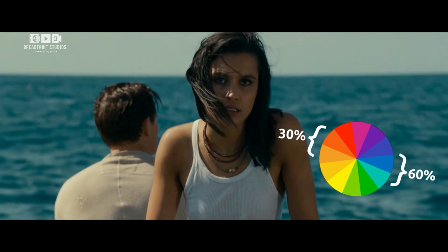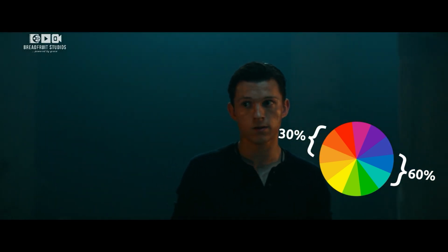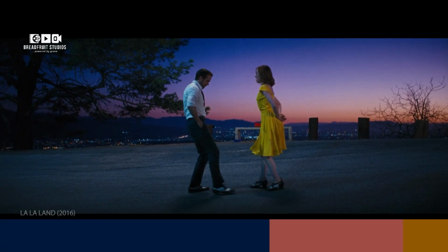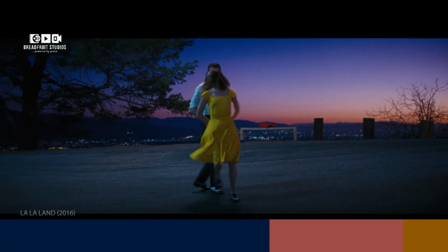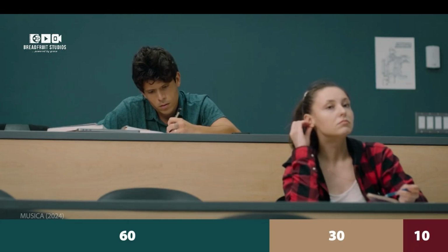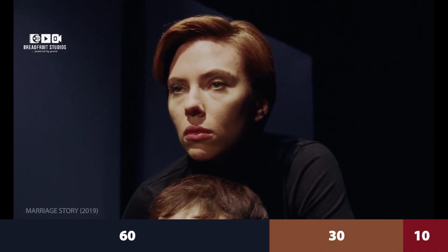Stick with one color as your base. Too many dominant hues can confuse the emotional tone. Step 3. Add supportive colors. Now it's time to create visual balance and contrast using the classic 60-30-10 color rule. If you watched our last tutorial on this technique, you already know how powerful it can be.